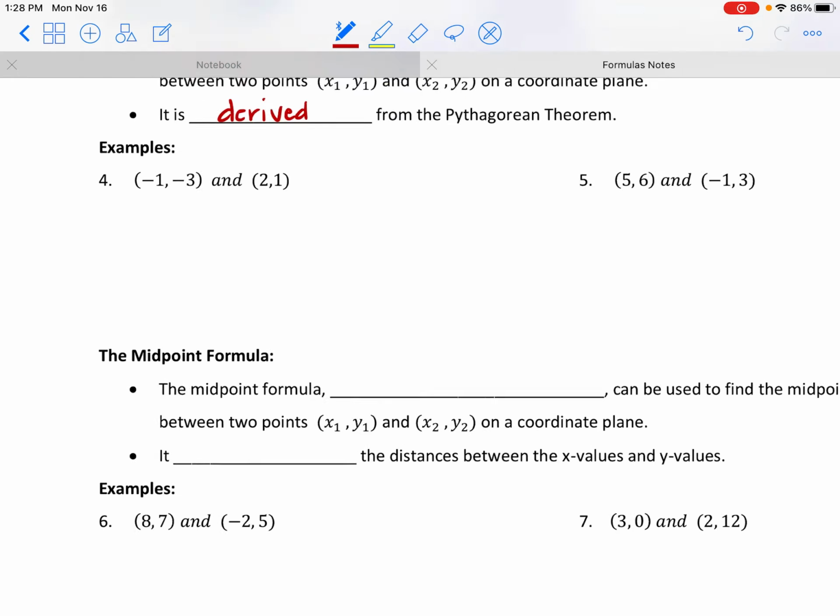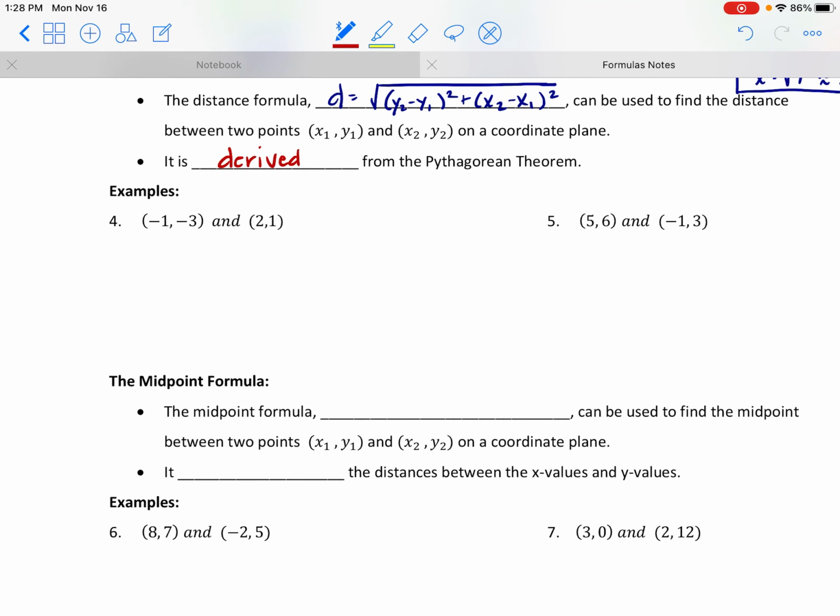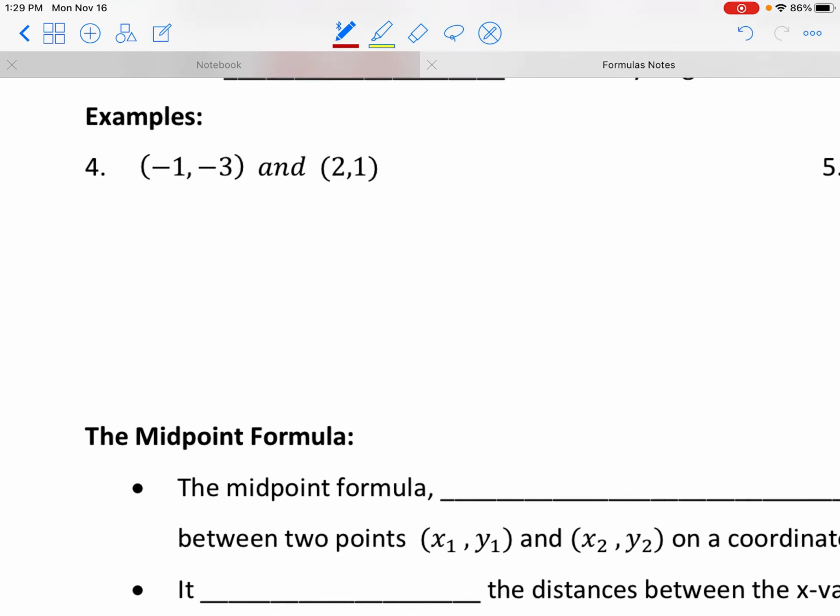Alright, so let's look here. I'm going to show you how to use the formula, and then I'm going to show you how this is derived from the Pythagorean theorem. Not that you want to see a whole derivation of this, but I like to use the Pythagorean theorem in place of the distance formula, and you can choose what you like. But let me show you the formula first.